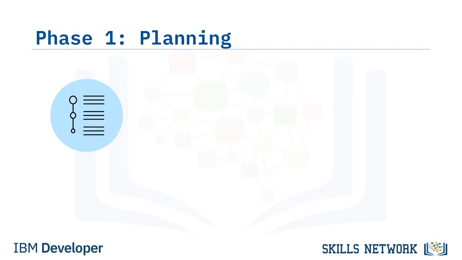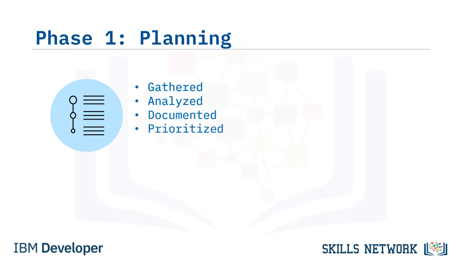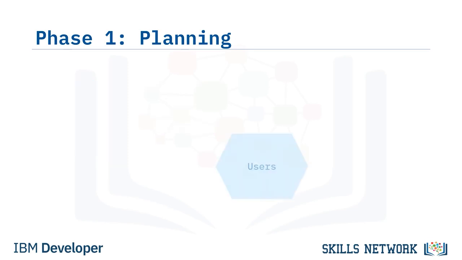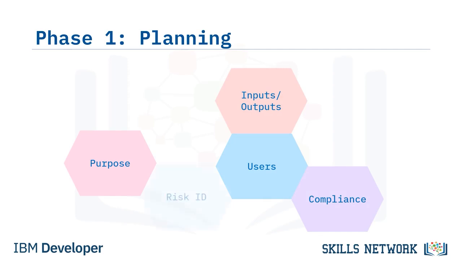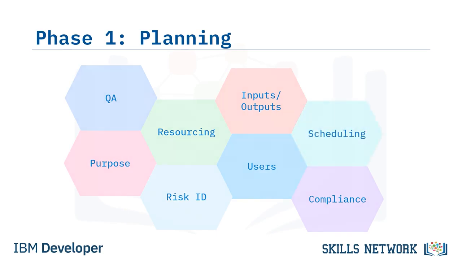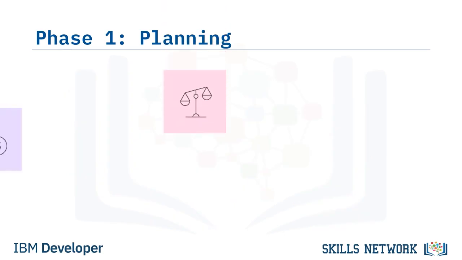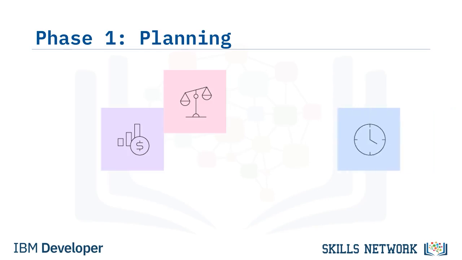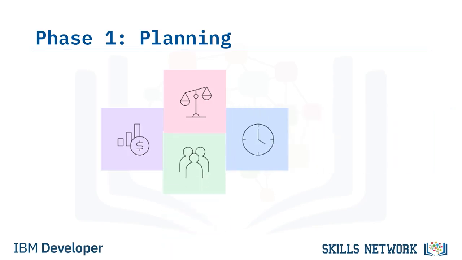In the first stage of the SDLC, the planning phase, requirements are gathered, analyzed, documented, and prioritized. When planning a software solution, the following factors must be considered: users of the solution, the overall purpose of the solution, data inputs and outputs, legal and regulatory compliance, risk identification, quality assurance requirements, allocation of human and financial resources, and project scheduling. As part of the planning process, labor and material costs are estimated and weighed against time constraints. Also, project teams are identified and roles of each team member are proposed.